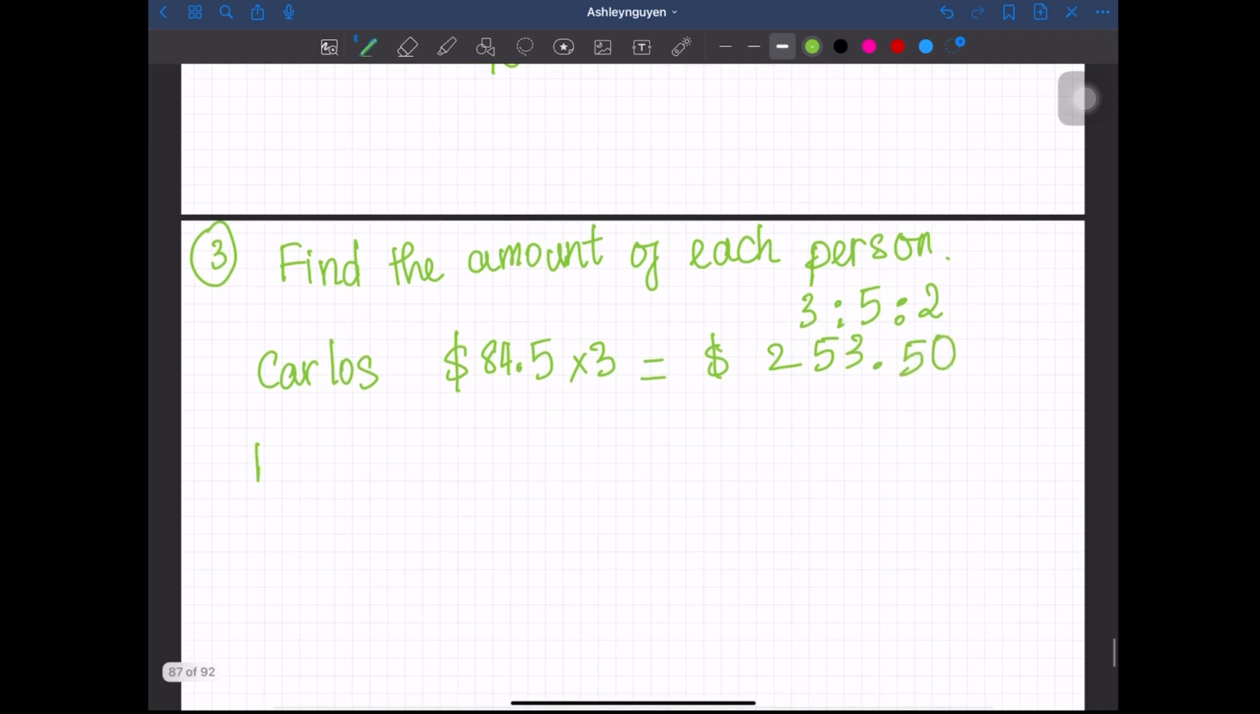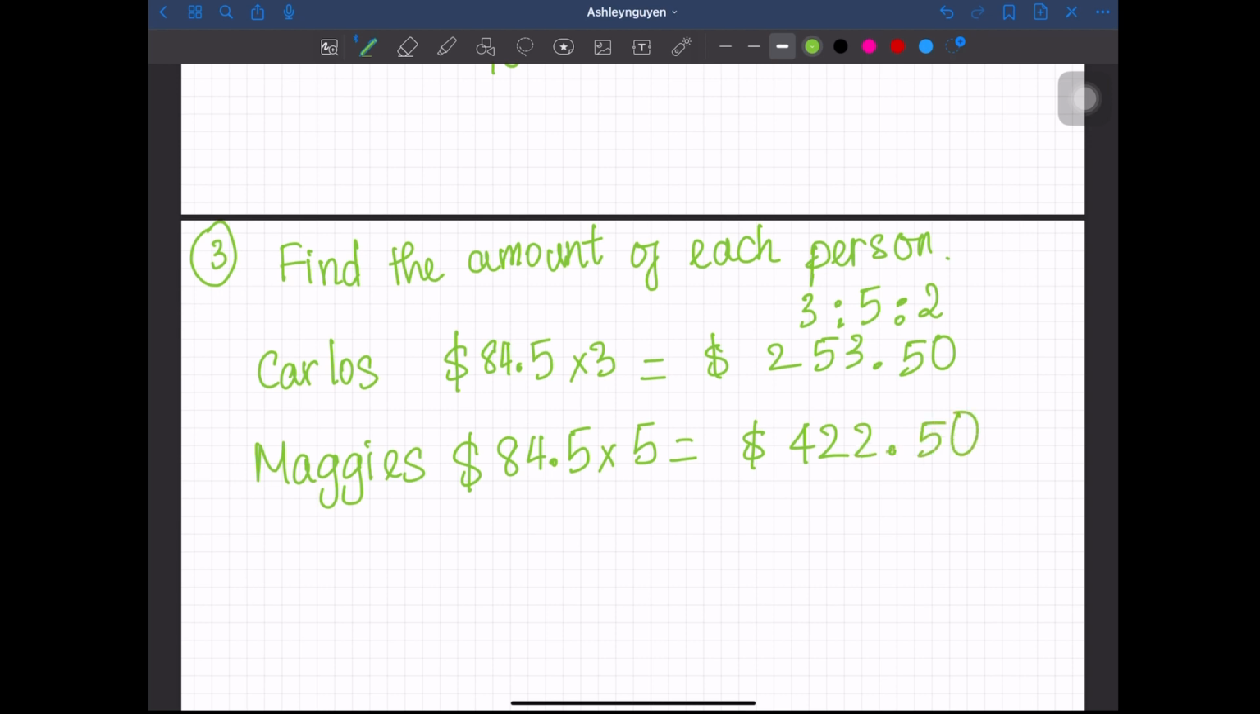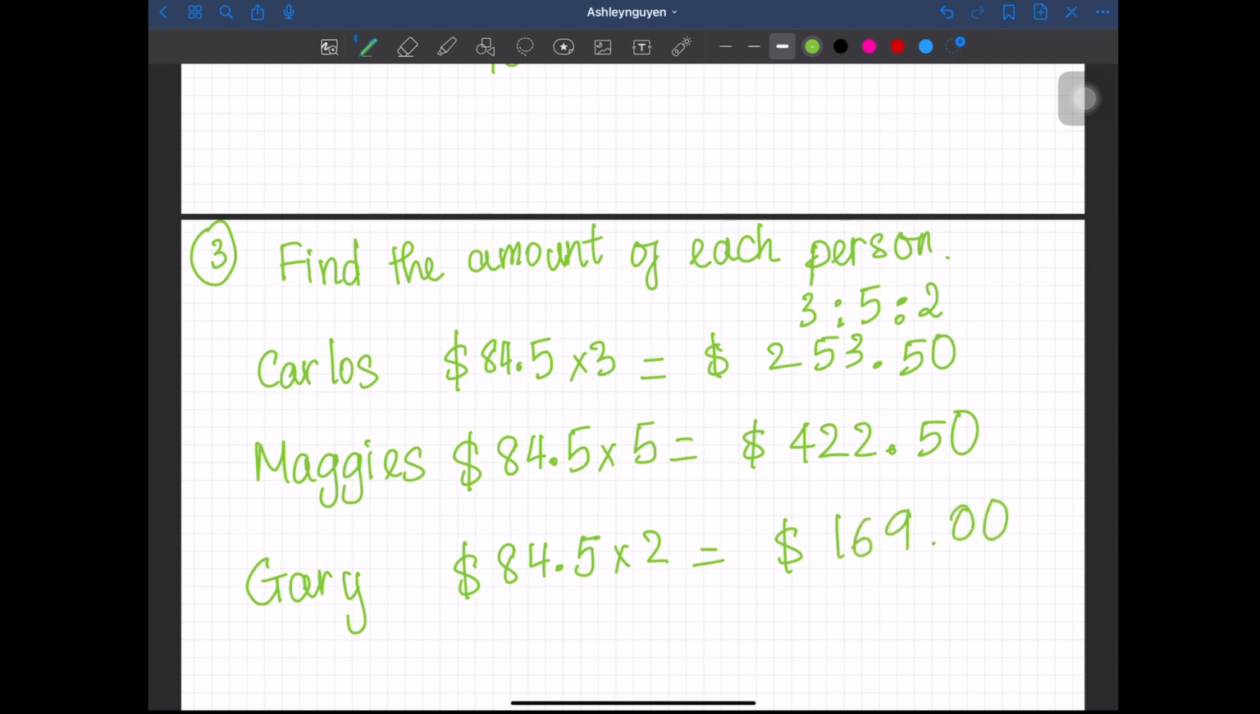Next, it was about Maggie. Maggie had 5 parts, so it would be 84.5 times 5 equal to $422.50. And last one, Gary, he had 2 parts equal to $169. So now we have the amount of money that each person have.